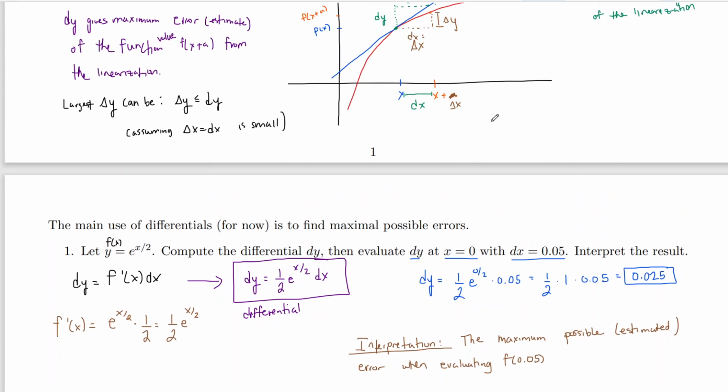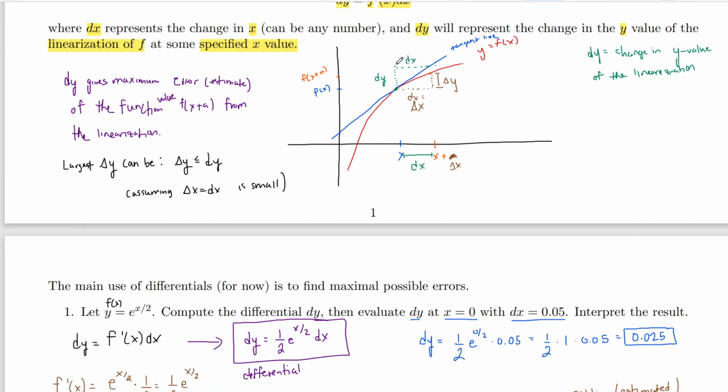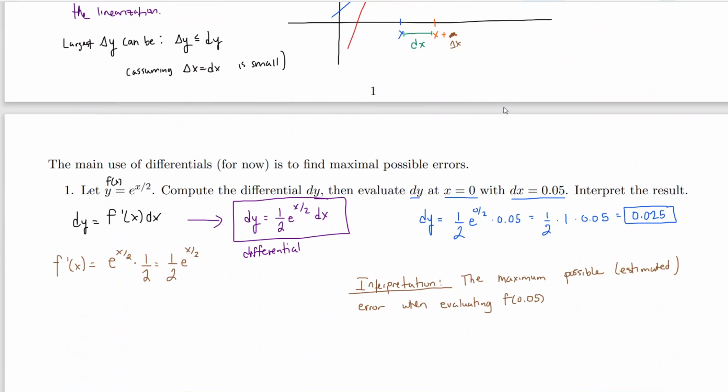So let's go back to the picture real quick. Imagine if x was 0. Then if I take my dx and add it to it, I get 0 plus 0.05, which is 0.05. And what this is saying is this dy should be bigger than my actual change in y. So it's saying the maximum possible error when evaluating f of 0.05 using differentials. This is the important thing, we're using differentials. So the error can be different depending on what method you're using. We only know differentials, but we do need to specify that. Using differentials is 0.025.